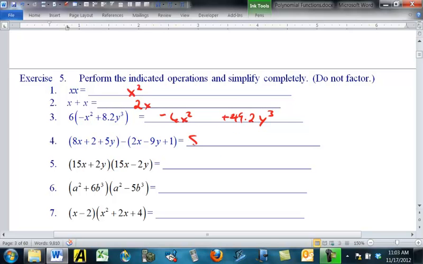Here we can distribute the negative 1, minus 2x plus 9y minus 1, and combine like terms to get 6x plus 14y. We'll put our constant term last, plus 1. Okay, so now we're going to actually do some multiplication here.